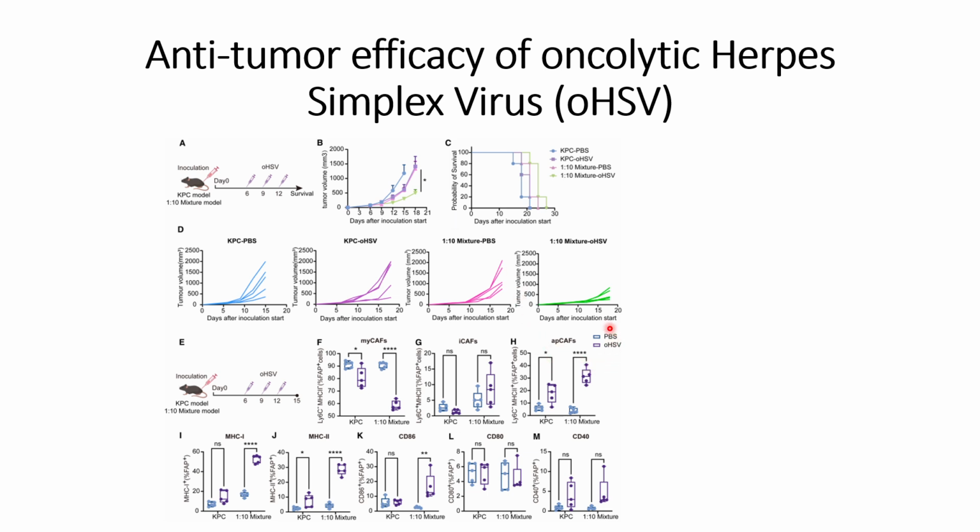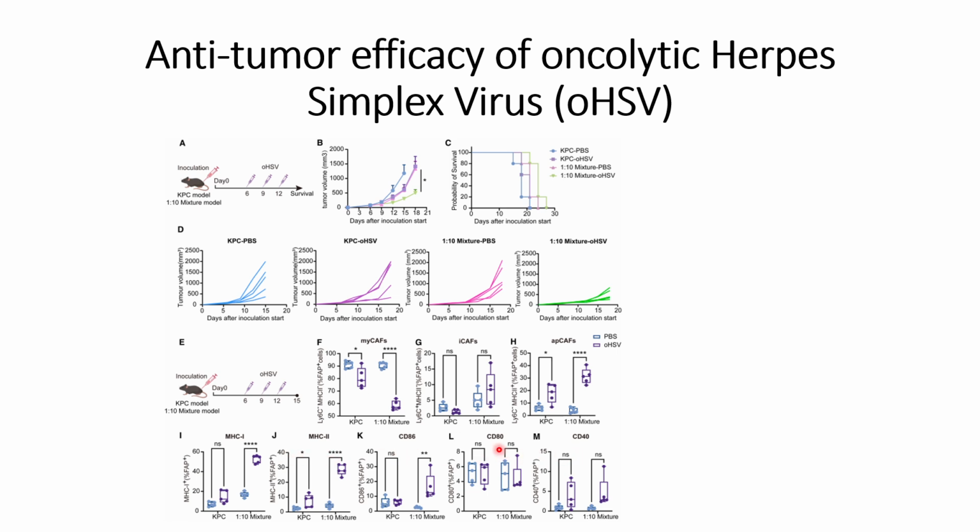Moving forward, they checked different markers of the antigen presenting CAF, that is MHC-I, MHC-II and CD86. All these three are upregulated, and in all three cases, the upregulation in the 1:10 mixture model is significant, much higher compared to the increase they have seen in the KPC model. In the case of MHC-I and CD86, they do not see much change in the KPC model. The only antigen where they have seen significant change is MHC-II. However, in the 1:10 mixture model, they see a change in all three cases.